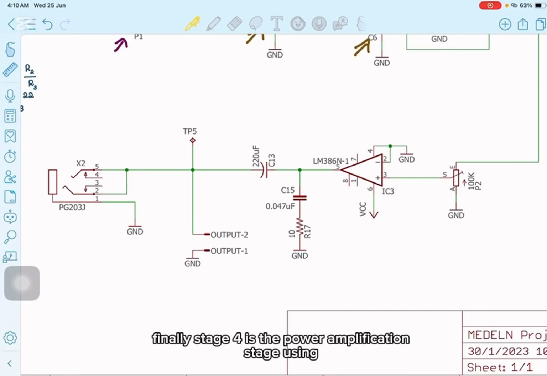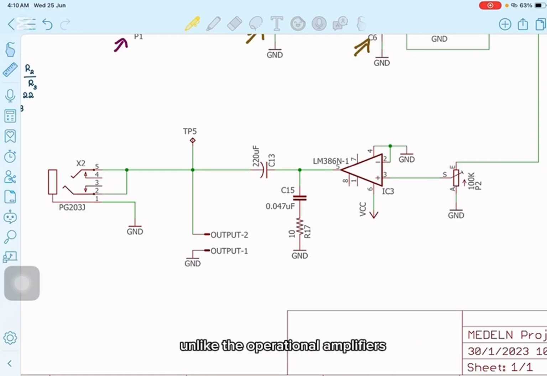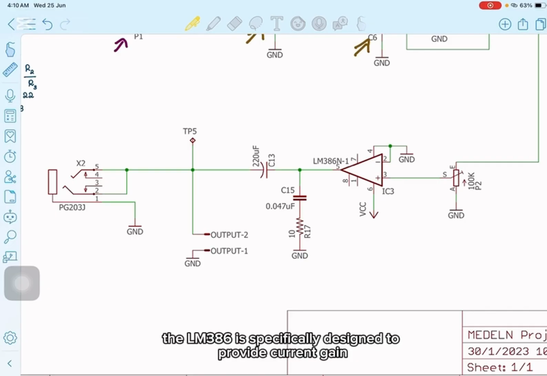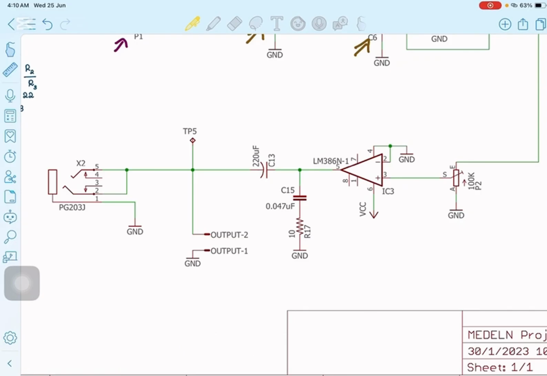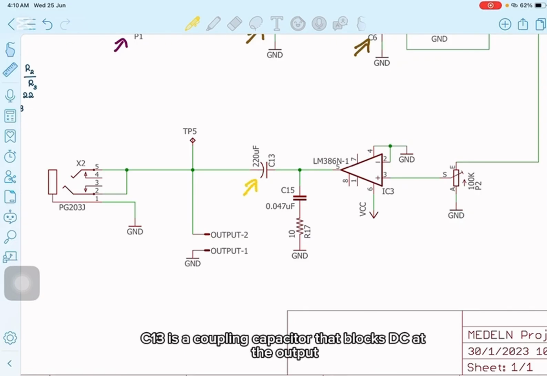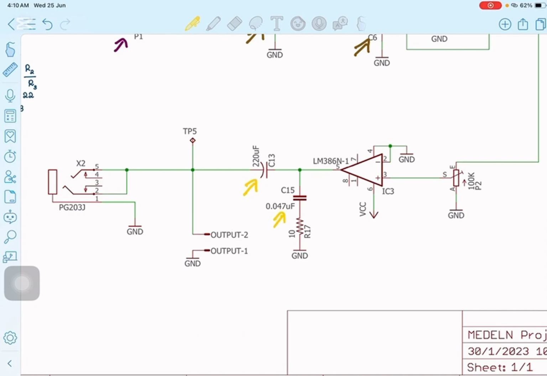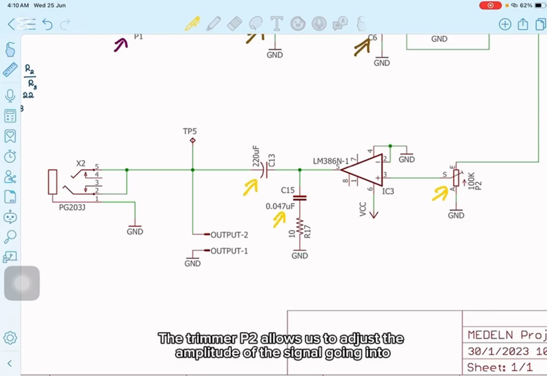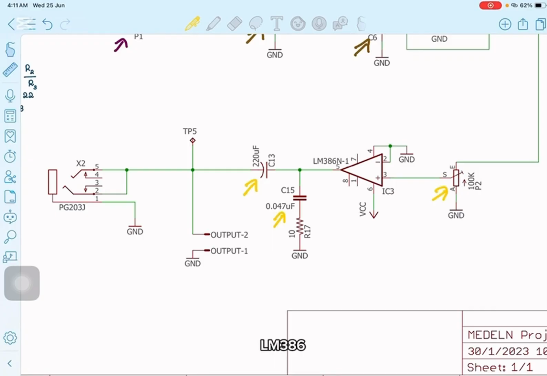Finally, stage 4 is the power amplification stage, using an LM386N1 audio amplifier to drive the speaker. Unlike the operational amplifiers, the LM386 is specifically designed to provide current gain, which is needed to power a load like a speaker. C13 is a coupling capacitor that blocks DC at the output. C15 helps suppress high-frequency instability, particularly above 40 kHz. The trimmer P2 allows us to adjust the amplitude of the signal going into the LM386.